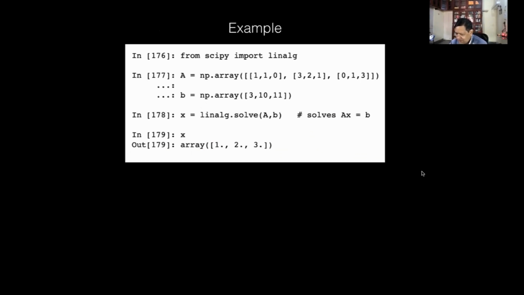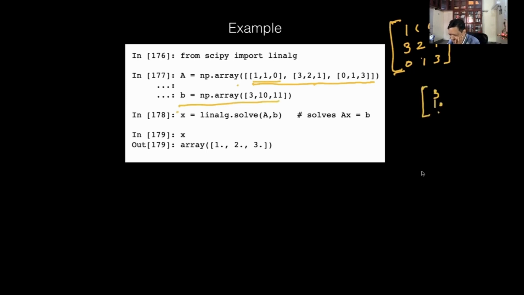Let's do some examples. I have one 3 by 3 matrix, and you represent the matrix like that. This is 1, 1, 0, 3, 2, 1, 0, 1, 3. So you put the first row, then 3, 2, 1 as the second row, and the third row. A is part of NumPy. B is a vector: 3, 10, and 11.